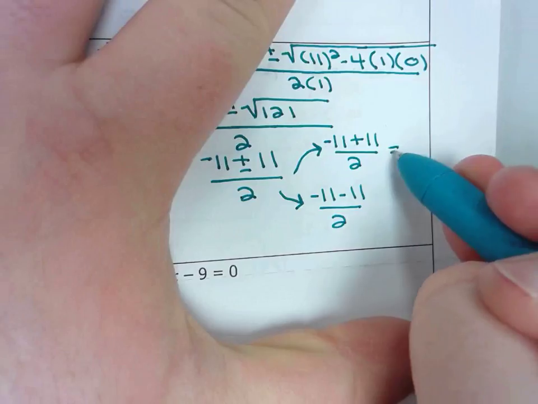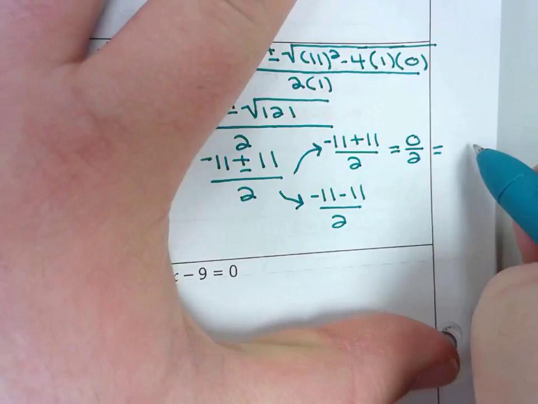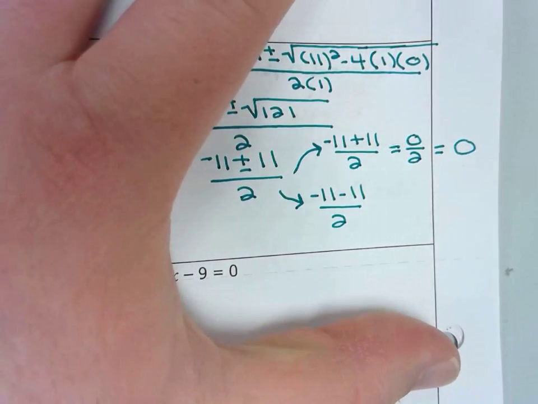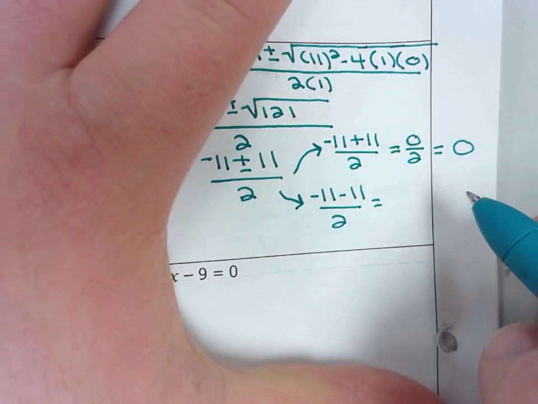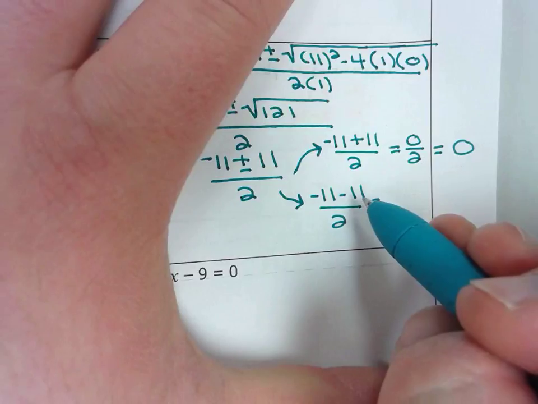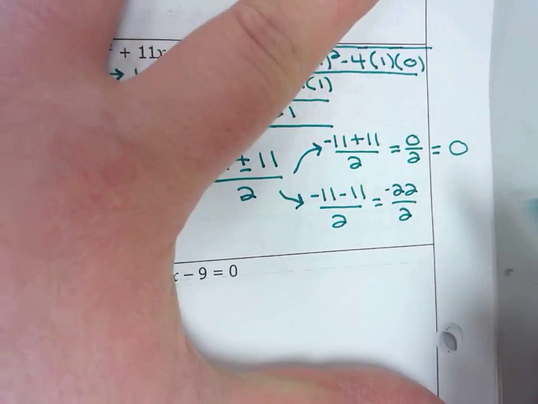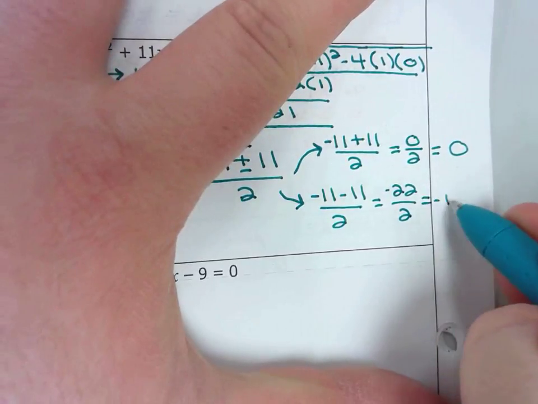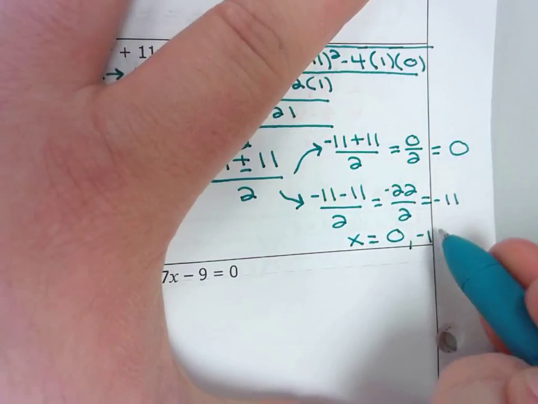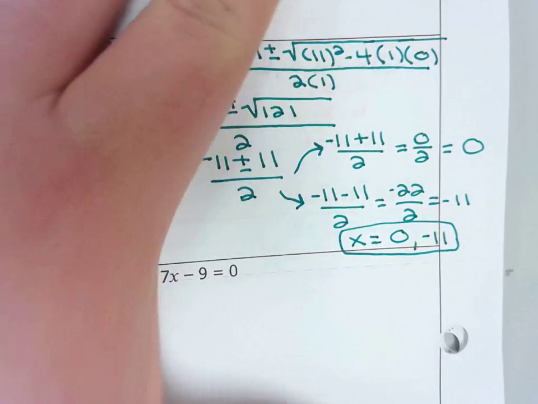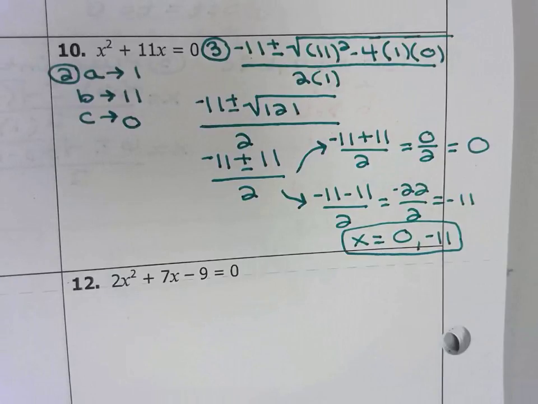Let's simplify. What's negative 11 plus 11? 0. 0 divided by 2? 0. So there's one answer. You don't really need a calculator for that necessarily. Wouldn't it be x equals 0? Yes, technically. Negative 11 minus 11, negative 22, over 2. So what's negative 22 divided by 2? Negative 11. So x equals, if you want to do brackets, you can just put it like this: 0 and negative 11. So sometimes you're not going to get fractions every time. If you get a perfect square, sometimes you're not going to get fractions. It just depends.